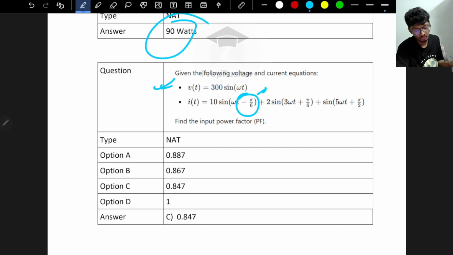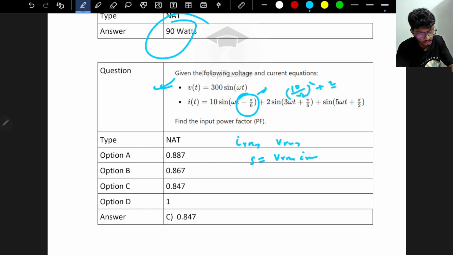So you have to find out the overall IRMS, okay, overall VRMS, and then you have to multiply. You have to find out the apparent power. Apparent power will be IRMS into VRMS. Okay, how do you find out IRMS? IRMS will be 10 by root 2 whole square plus 2 by root 2 whole square plus 1 by root 2 whole square, like this. Okay, then whole under root, and VRMS will be 300 by root 2. You multiply, you get the apparent power.